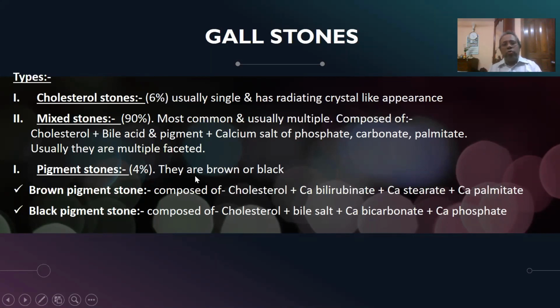Otherwise, it is not possible to know what type of composition the stones have. The composition is evaluated after sending the stones to the laboratory for biochemical analysis. Then they can say that this is the composition of the stones. So for your exams, you only need to know three terminologies: cholesterol stones, mixed stones, and pigment stones. Here your basic knowledge is required.